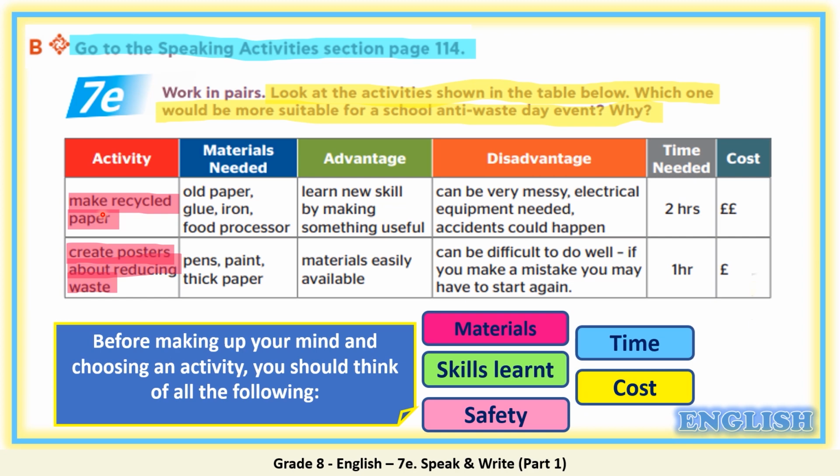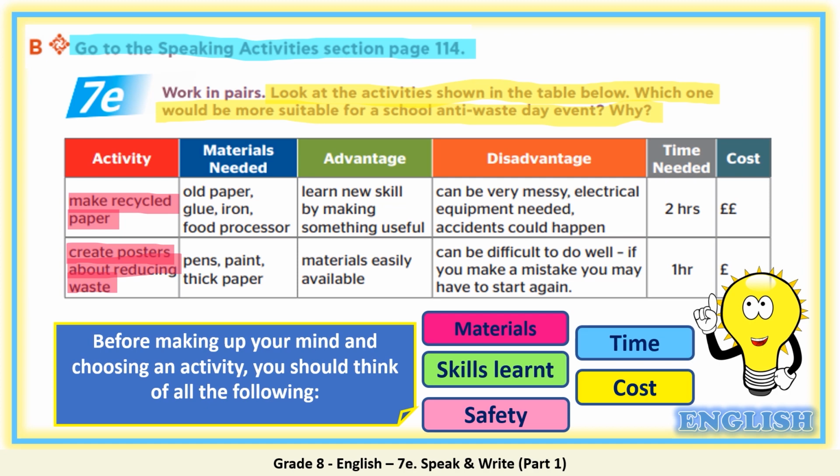Now, grade 8 students, you need to do this activity in pairs. So, you can prepare it with any of your family members or your friends or classmates through the phone. You need to do a dialogue expressing your preference on the activity you think is more suitable for a school anti-waste day event, and you have to mention your reasons.